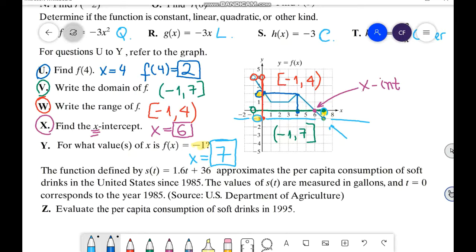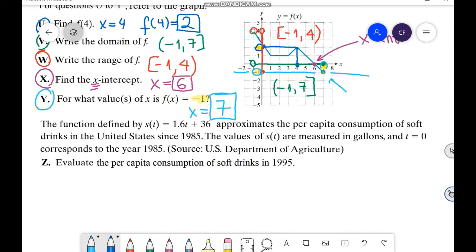Almost finishing, just one last question that's still missing. And we cover the whole alphabet. Now we are on letter Z. Letter Z is about this question, this real life application of a function.